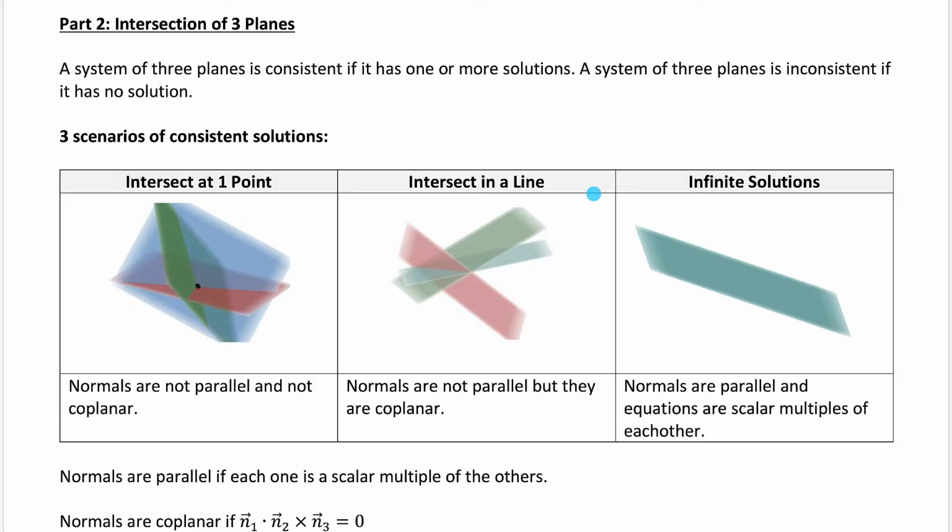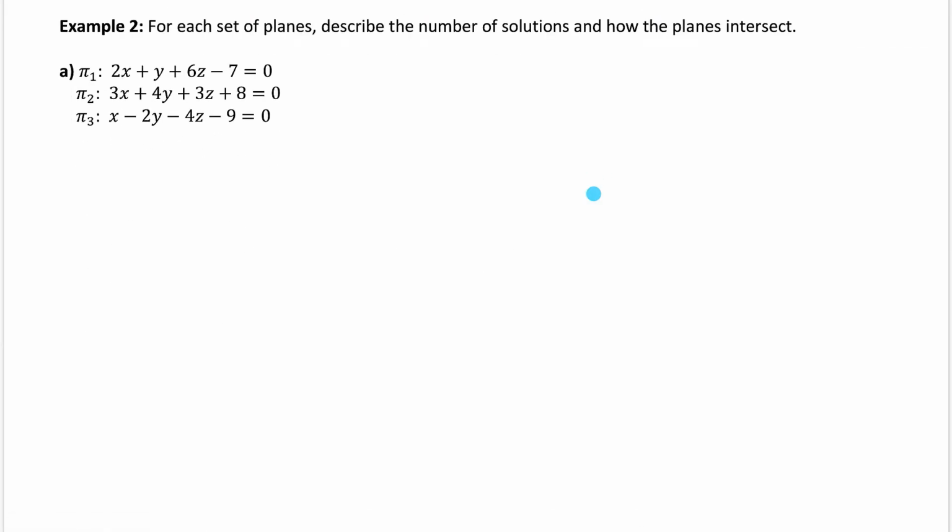So let's go through a couple of examples so that you're able to find these intersections when we have a system of three planes. Example 2 says, for each set of planes, describe the number of solutions and how the planes intersect. And notice that we have three planes here. So we're trying to see, is there an xyz value or multiple sets of xyz values that satisfy all three equations?